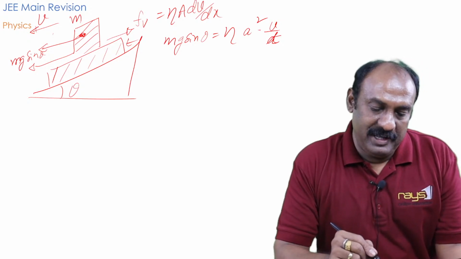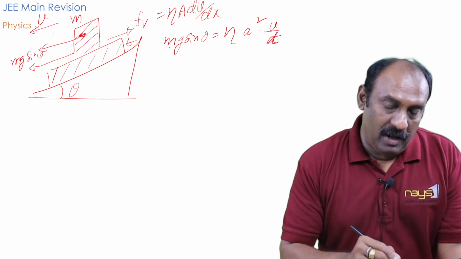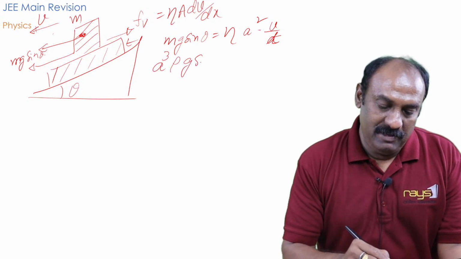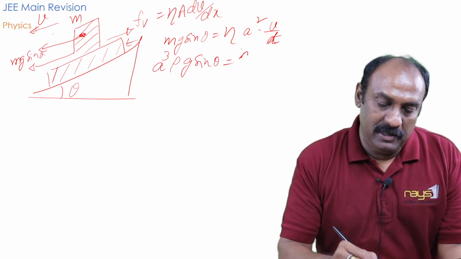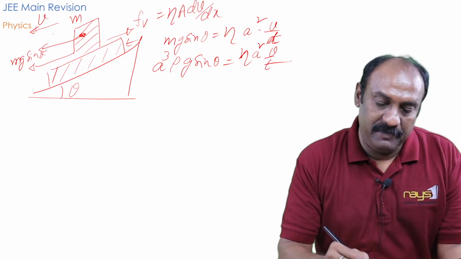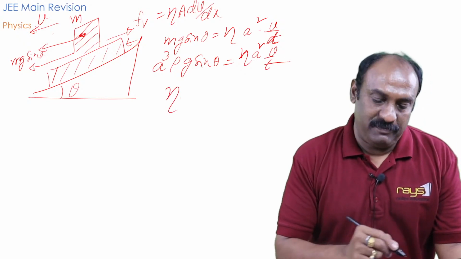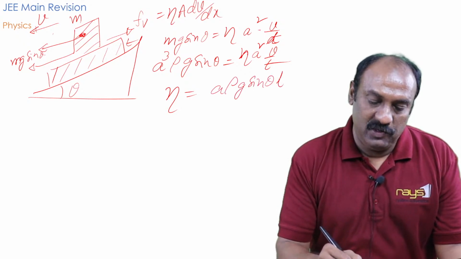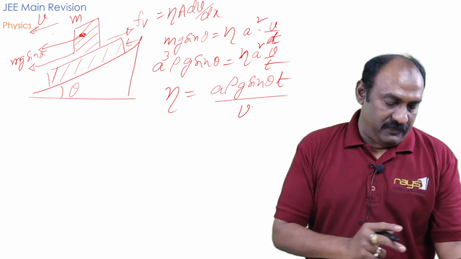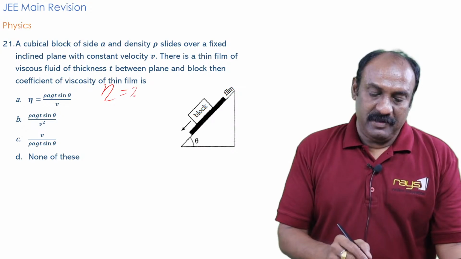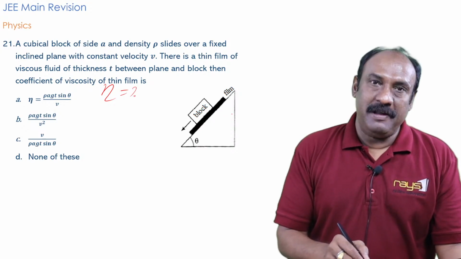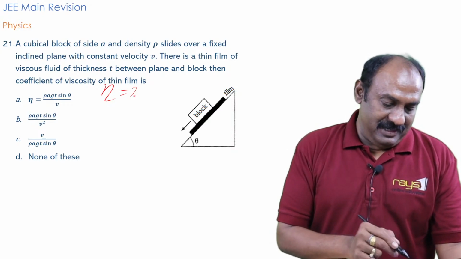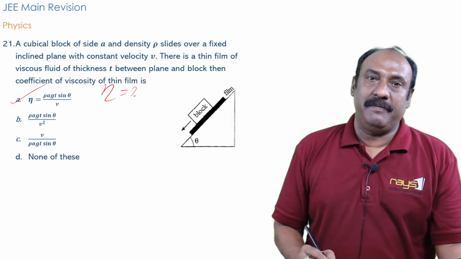From this, what we want here is eta. The mass of the block is written in terms of density as volume into the density of the material of the block, so A cubed rho g sin theta is equal to eta into A square into v by T. From this we get the coefficient of viscosity of this film: A square gets cancelled, so eta equals A rho g sin theta into T by v. This is the equation for the coefficient of viscosity of the thin film placed over the inclined plane, at which this block slides over the film with constant velocity. So the answer is rho A g T sin theta by v for question number 21.